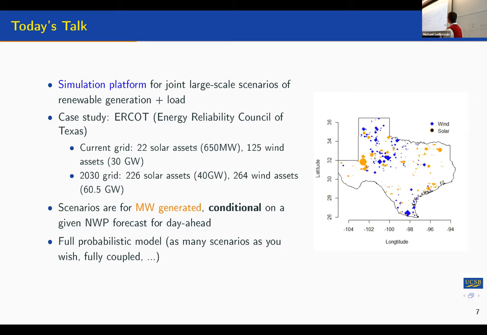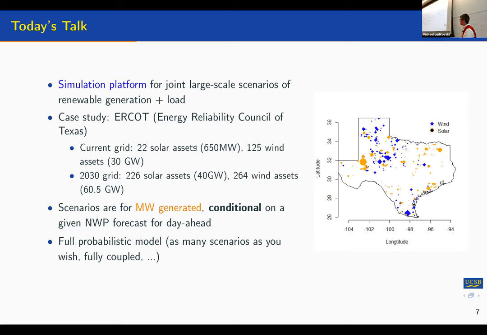All right, so this is a distribution. You can see, of course, there's more wind in the west of Texas and more solar around the Houston area, and there's also quite a bit of wind in the south. You can see that the symbols have different scales because the nominal capacity of the assets can be wildly different. Some of them are 10 megawatts, some of them are 1,000 megawatts. So these are very heterogeneous assets. And of course, the underlying technology can also be quite different, in terms of how big the turbines are, how exactly the solar panels work, and whether it is concentrated and so on.